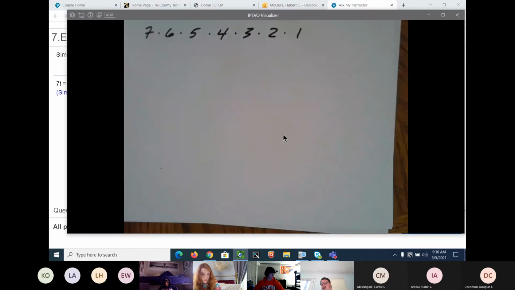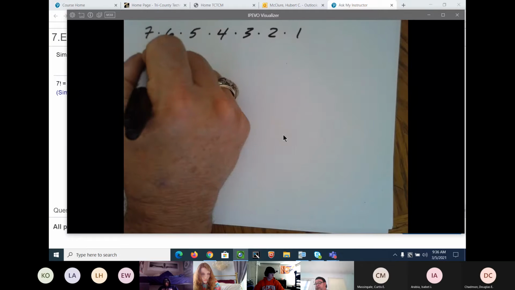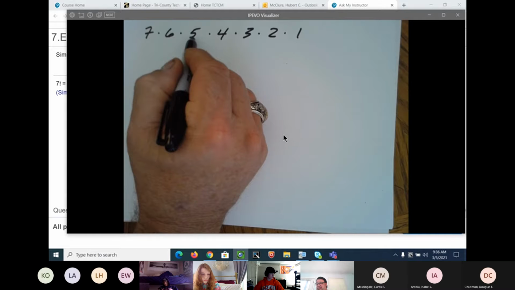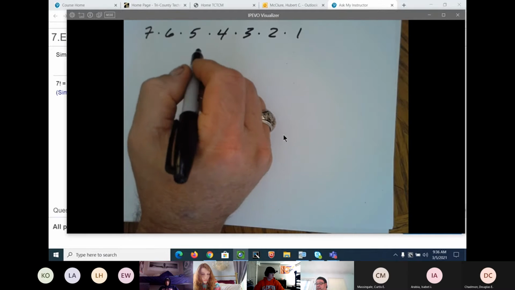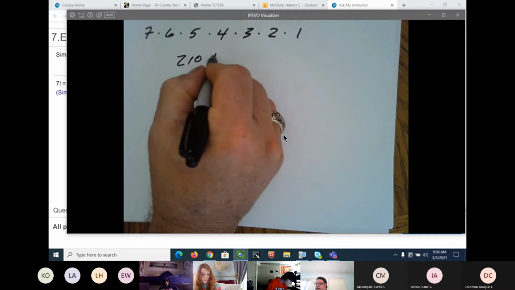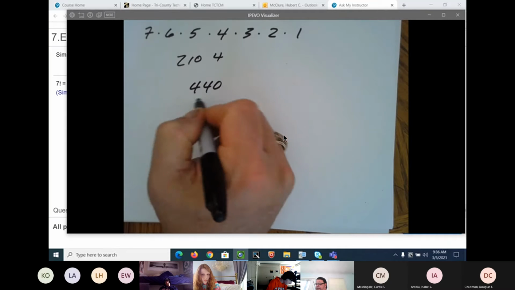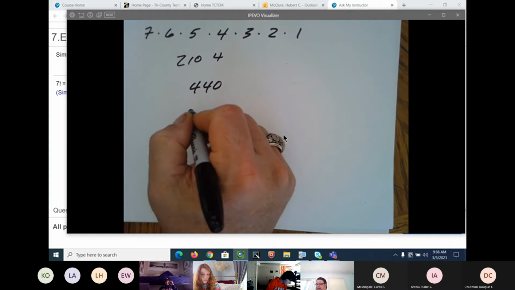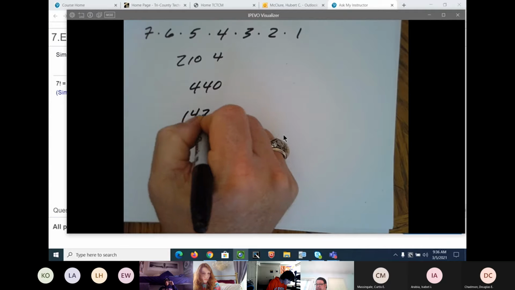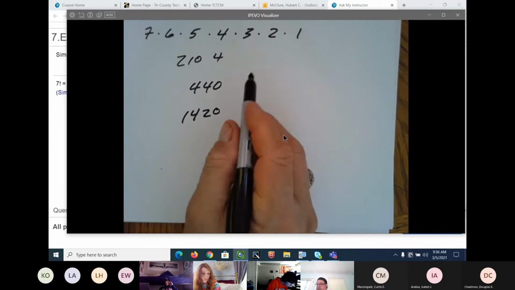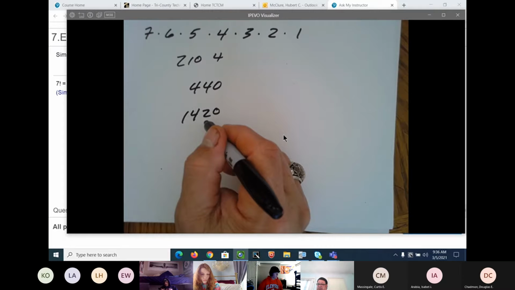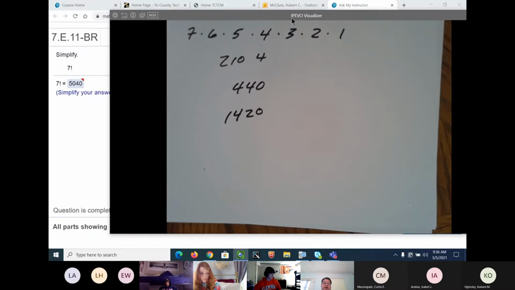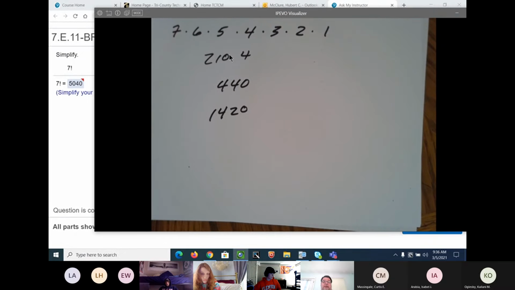7 factorial. Well, 7 times 6 is 42. 42 times 5, hold on, 210. Somebody help me out there. 210 times 4 is 440. 440 times 3 is 1420. I may be totally wrong. Yeah, I'm way off there. It's 5,040. Well, I know it's 5,040. I'm just trying to get there.